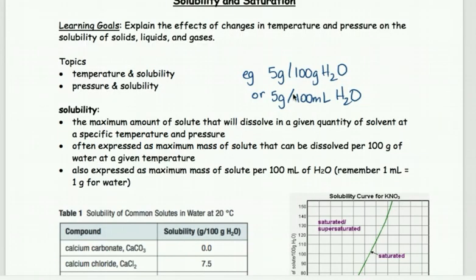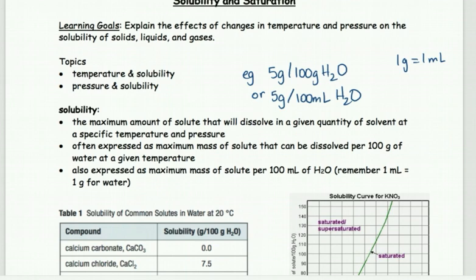Okay, so I've written here an example, like if we were looking at, I don't know, sodium chloride, how much sodium chloride is in this water. So if we were going to say the solubility is 5 grams per 100 grams of water, or we can say 5 grams per 100 mils of water, and this is equivalent, okay? So again, 1 gram is equal to 1 milliliter when we're talking about water here.